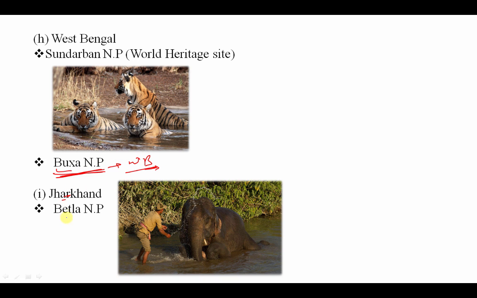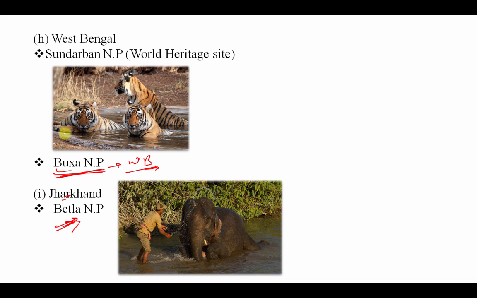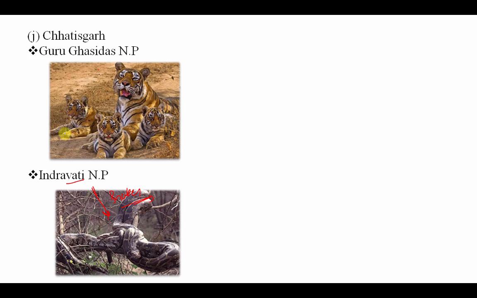From Jharkhand, there is one, Betla National Park. It is in Jharkhand. Chhattisgarh. In Chhattisgarh, two national parks are important, that is Guru Ghasidas National Park and Indravati National Park. Indravati National Park is famous for snakes. Many species of snakes are found there. So Guru Ghasidas and Indravati National Park are both in Chhattisgarh. You don't need to confuse Jharkhand and Chhattisgarh. Betla is in Jharkhand, and Guru Ghasidas and Indravati are in Chhattisgarh.